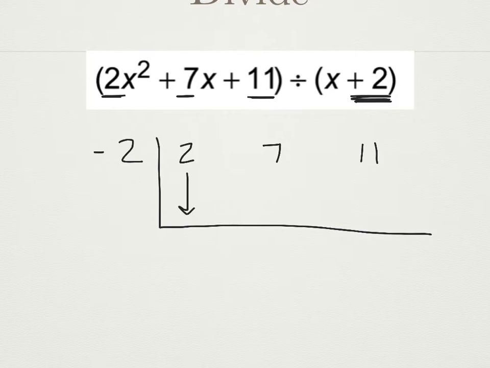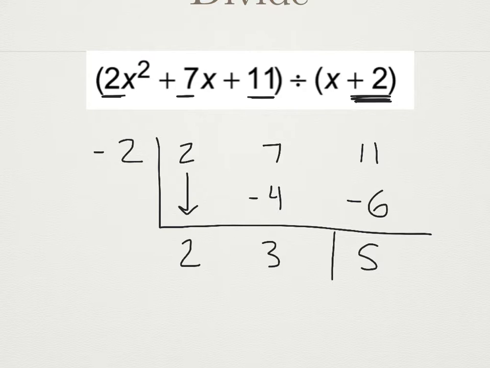First thing we need to do is drop our 2 down, and then we multiply the number out front by the number on the bottom. So we have -2 times 2, which is -4. Then we combine the 7 and -4, and we get 3. And again, we multiply the number out front by the number on the bottom, -6. And we combine the 2 in the box, and we get 11 minus 6, which is 5.